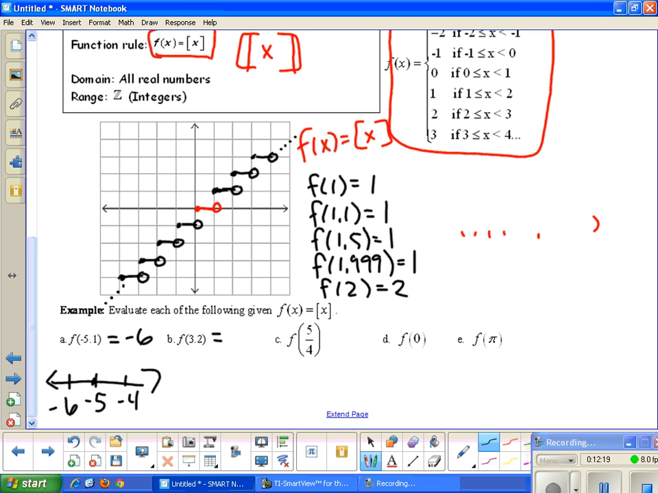f of 3.2 rounds down to 3. f of 5/4 rounds down to 1. f of 0 would just be 0. f of pi is 3.14, so that rounds down to 3.